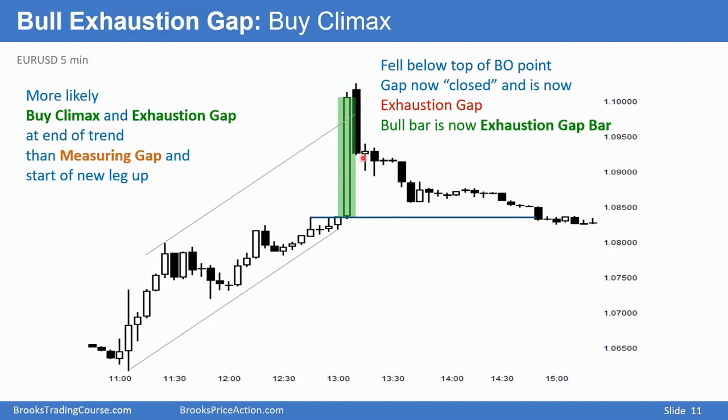A big bear bar, that's a big problem for the bulls. They wanted consecutive big bull bars. Instead, they get a big bear bar. At this point, at the close of this big bear bar, closing near its low, there's at least a 50-50 chance the gap is going to close.